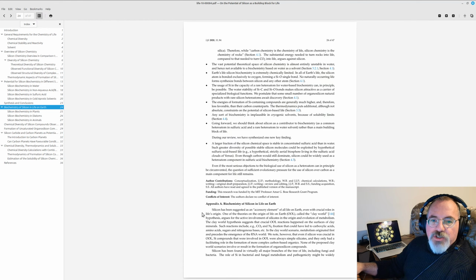The vast potential theoretical space of silicon chemistry is almost certainly unstable in water, and hence not available to a biochemistry based on water as a solvent. Earth's life silicon biochemistry is extremely chemically limited. In all of Earth's life, the silicon atom is bonded exclusively to oxygen, forming an SiO single bond. No naturally occurring life forms synthesize bonds between silicon and any other atom.